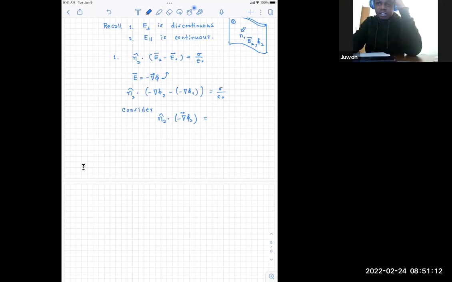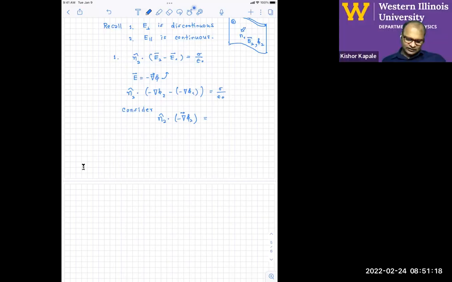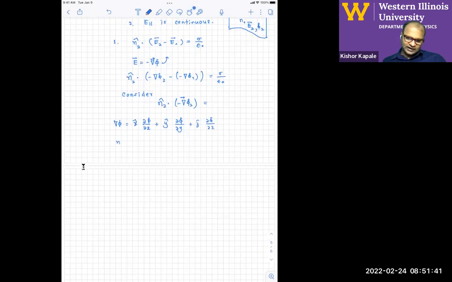It should be a scalar. So let's think about this. Let's take a look at the gradient of phi in Cartesian coordinates: x hat partial of phi with respect to x, plus y hat partial of phi with respect to y, plus z hat partial of phi with respect to z. Everybody agrees? Now, if I take x hat dotted with the gradient of phi, what does that give me? Forget the negative sign. It's going to give me the partial of phi with respect to x.